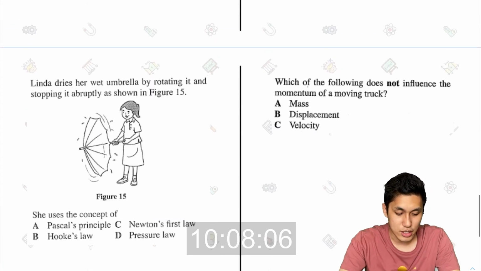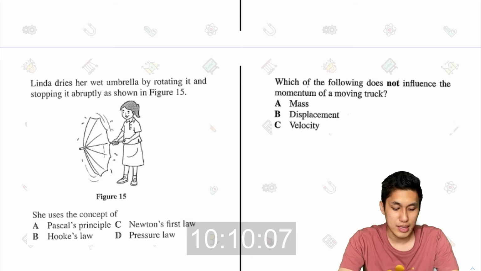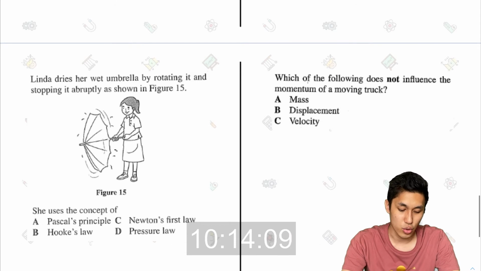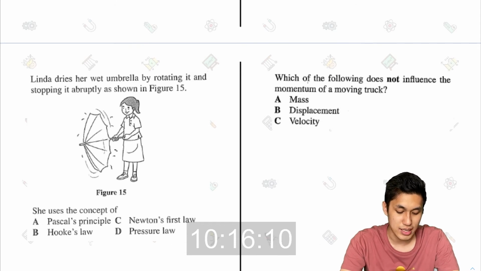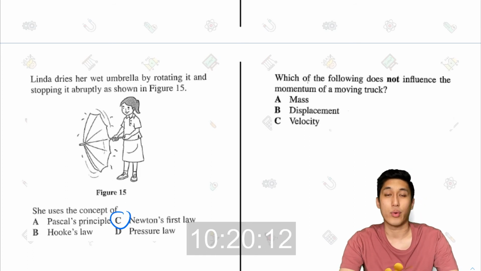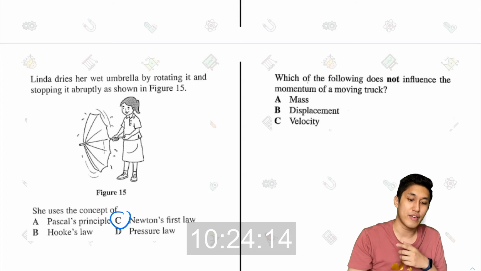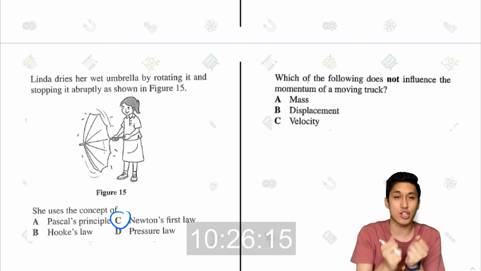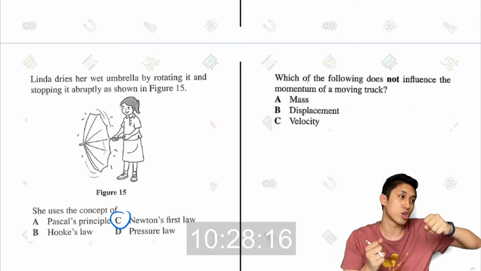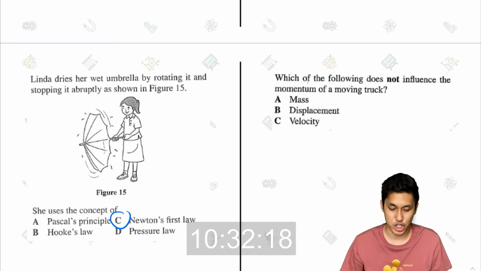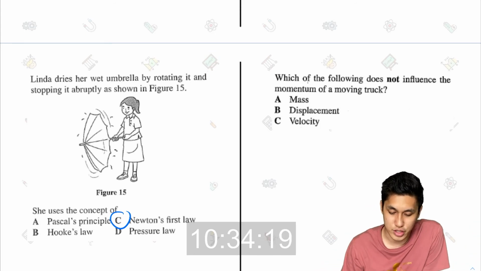Next, Linda dries her wet umbrella by rotating it and stopping it abruptly as shown in figure 15. So what concept she's using is actually Newton's first law, because the water droplets, when you rotate it to one side, will tend to want to continue traveling in that direction, and when you suddenly stop it, the water droplets would continue to move and fly off the umbrella. That's the concept of inertia, which is also Newton's first law.